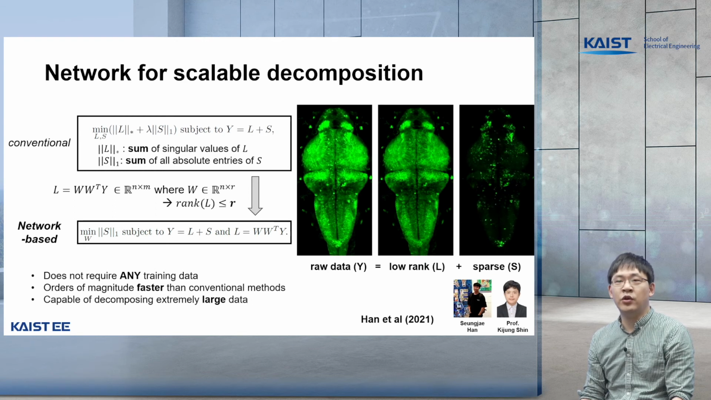So we came up with a new approach. Basically, we developed a new method that can solve almost the equivalent problem, but our network does not require any training data, it is orders of magnitude faster, and it is capable of handling extremely large data. Here on the right, you can see that the network is perfectly capable of decomposing the activity from the video. The video on the left is the raw input, and the video on the right is the decomposed activity.